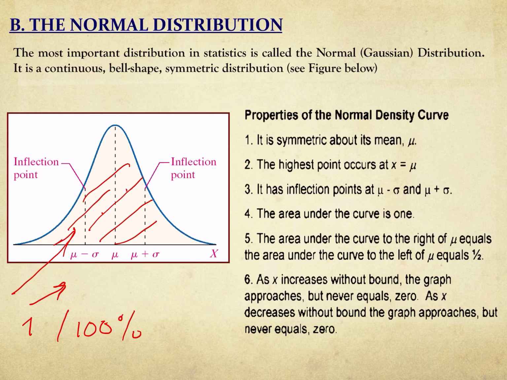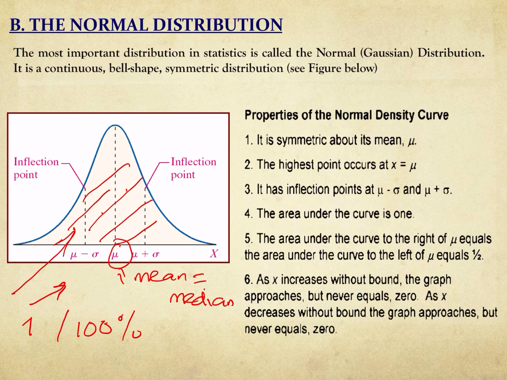The other thing we want to take note of is the midpoint. The midpoint is the mean. Meaning, for normal distribution, your mean is equal to what? The median. So your mean is equal to the median. So take note: your mean is equal to the median.